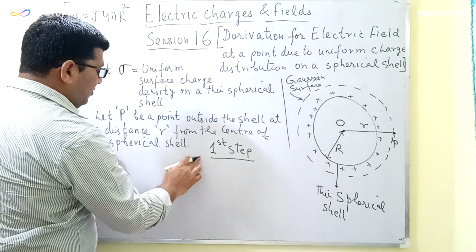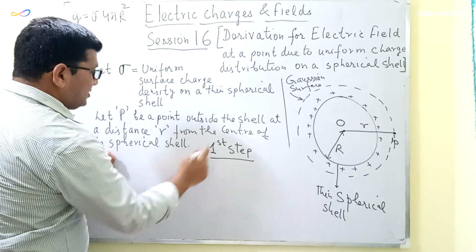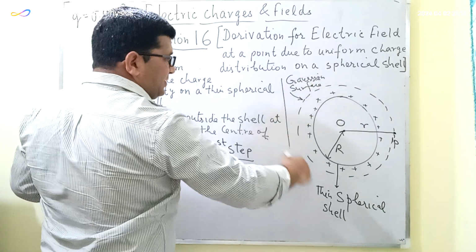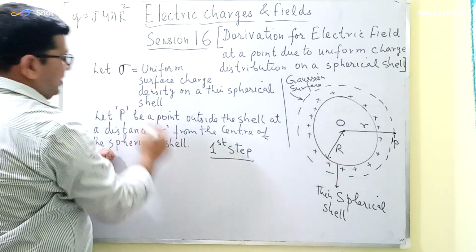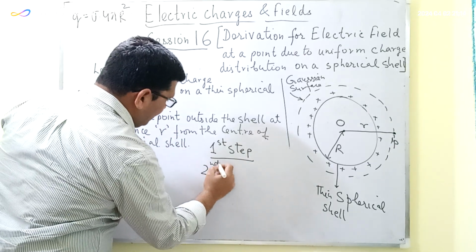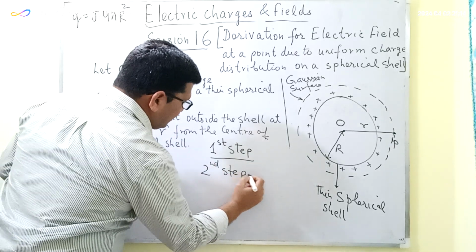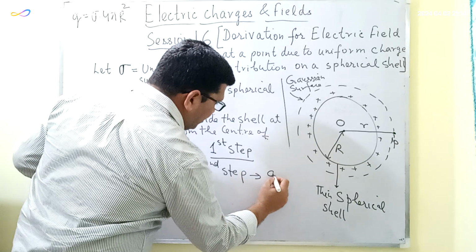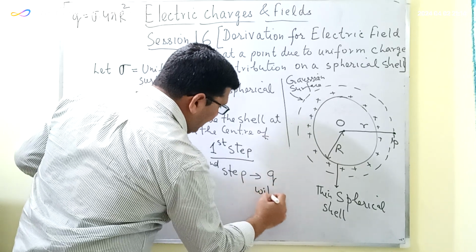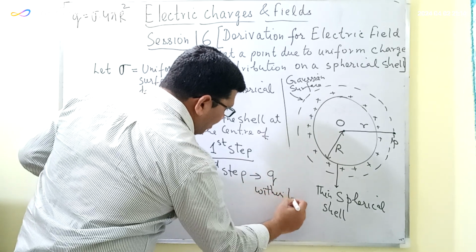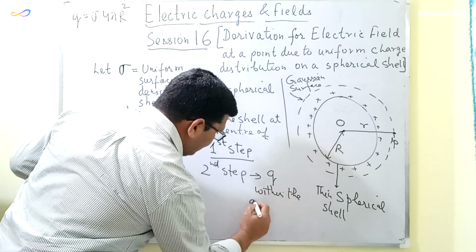So in the first step we have to construct a Gaussian surface. In the second step we have to find the total charge Q within the Gaussian surface.